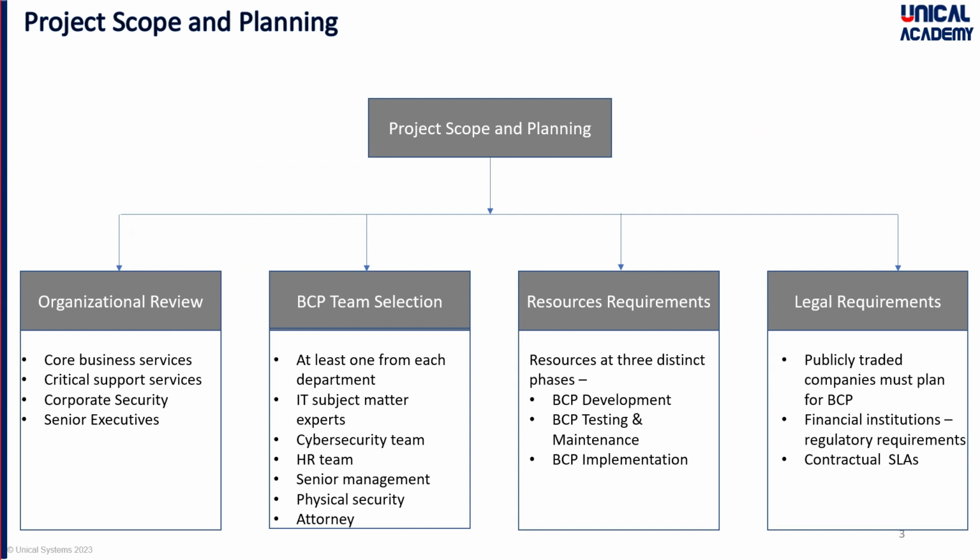Now, the first aspect of BCP, project scope and planning. What do we cover here? Again, four aspects need to be covered under project scoping and planning. First, ensure you review what has to be covered. What are the critical business services that need critical BCP planning? What are the support services? Maybe the IT services, maybe the help desk, or basic transportation, whatever is critical, the set of support services that are required for your business services.